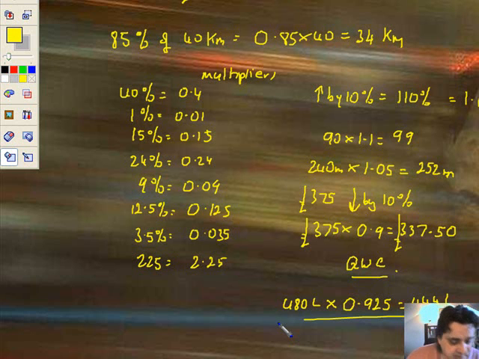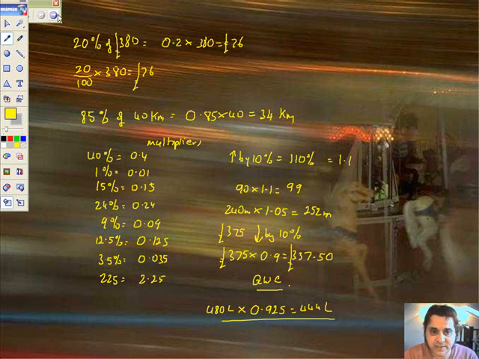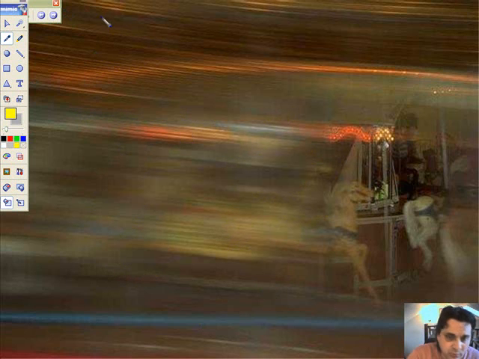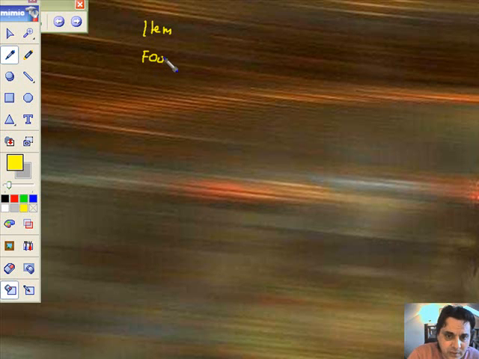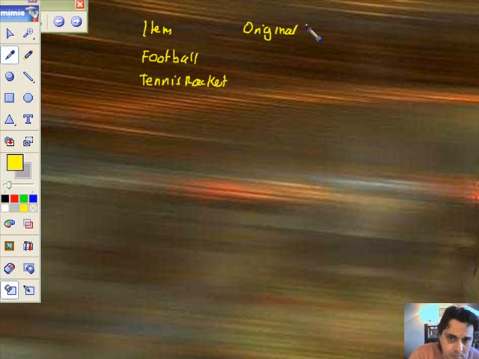Question 9 is quite nice because it talks about football and tennis rackets. Let's just turn over. They've essentially got a little table that says item. This is question 9 on page 52, and they've got a football here and a tennis racket, and we've got the original price. The price of the football is £15. My goodness, £15 for a football. You can get them for £5 down the market, sometimes 2 for £5. Anyway, the tennis racket is £65.75.